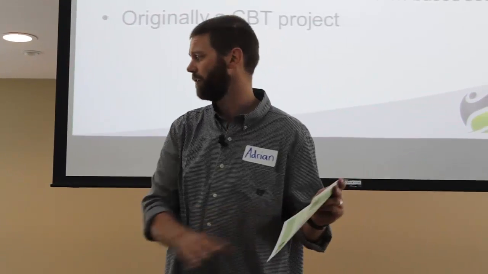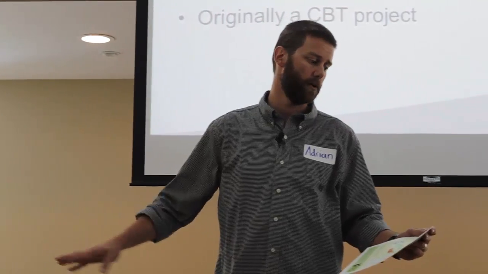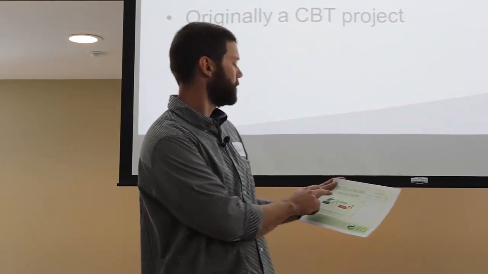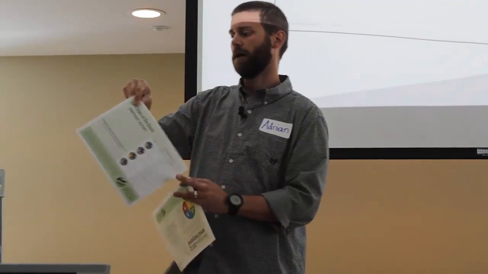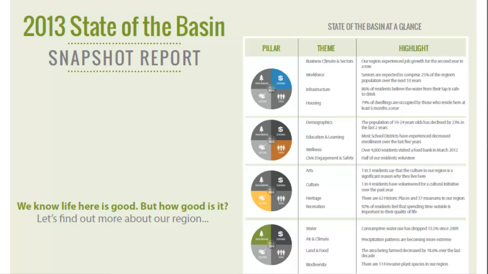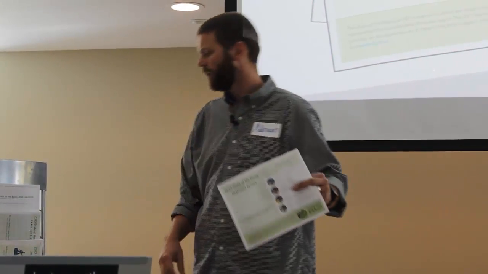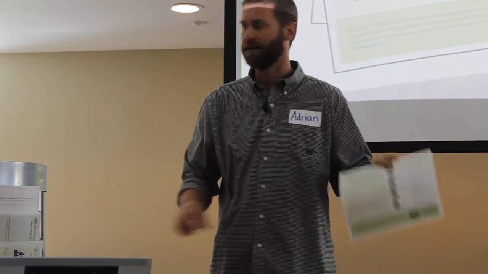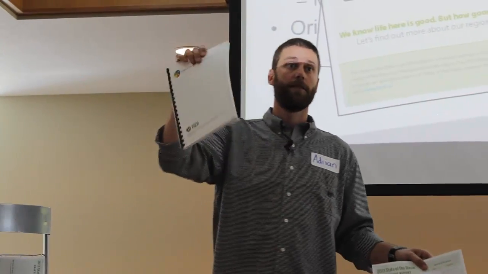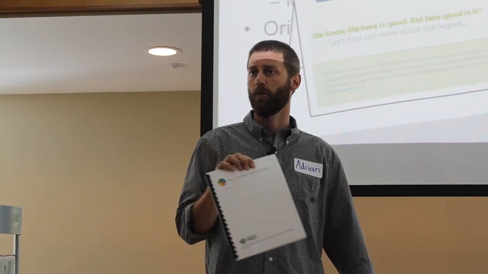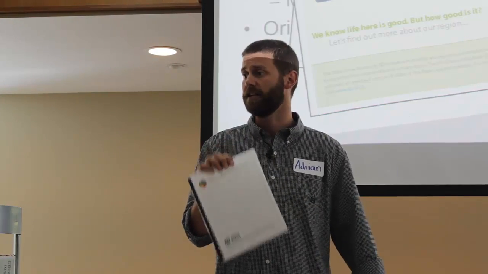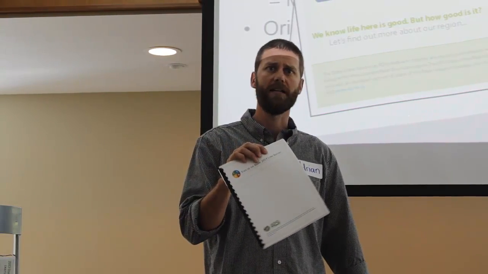And so we have copies of all these things over on the table or up here if you're interested in any of those. So we've got this 2012 snapshot report, and then this past year, in October, we came out with our 2013 State of the Basin report, which again is a short, snappy little thing that has little bits of information that are meant to whet your appetite for the long report. So all the information that's in here is also in here, but in much more detail, as well as many additional indicators. There's 70 some odd indicators here.